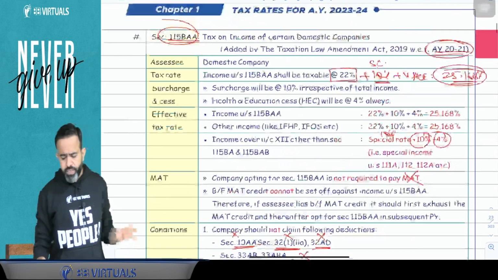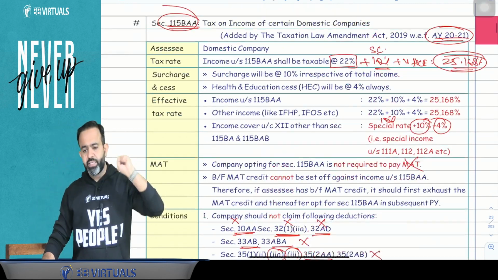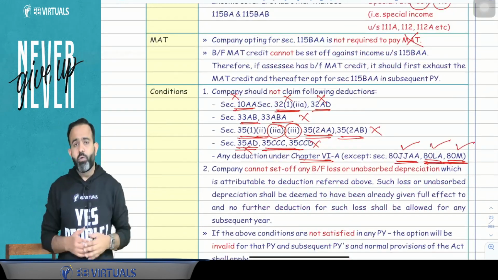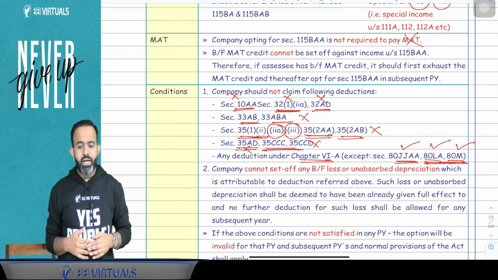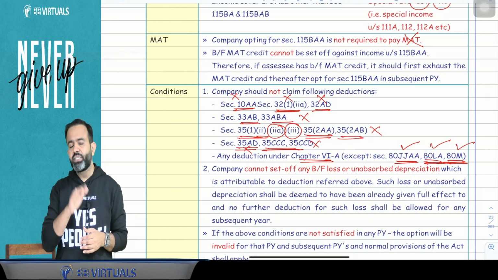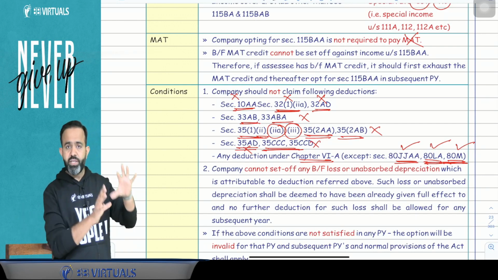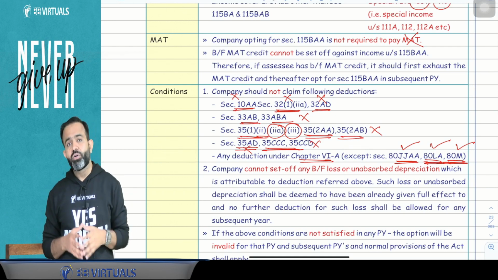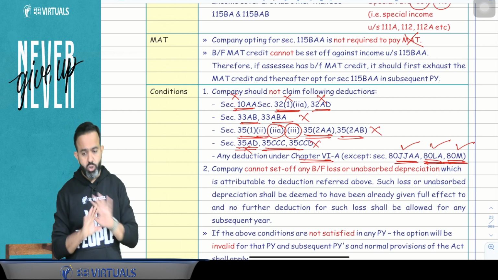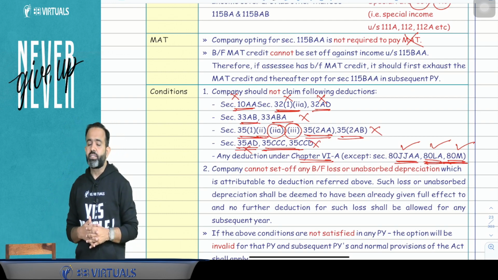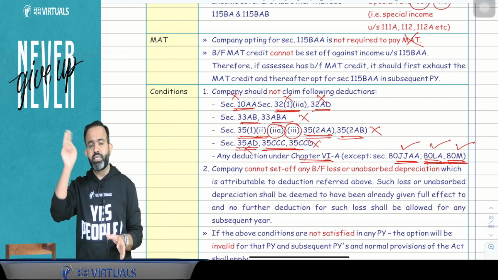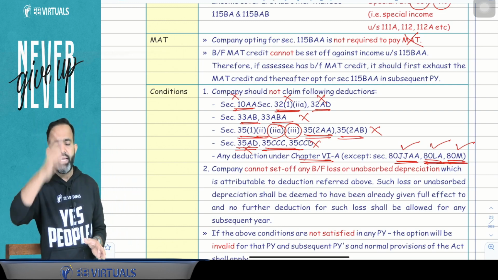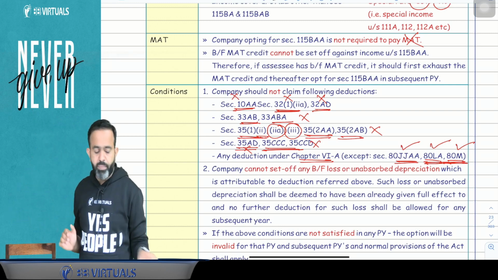If a company opts for this beneficial provision of 22%, then the company has to surrender some benefits. One is the 10AA deduction, which is not available. After that, additional depreciation is not allowed. 33AB and 33ABA are not allowed. Scientific research donation-related deduction is not allowed. 35AD is not allowed. 35CCC and CCD are not allowed. And any deduction under Chapter 6A is not available except three, that is 80JJAA, 80LA, and 80M. These three deductions can be claimed by the company.